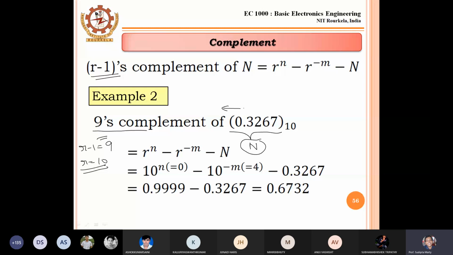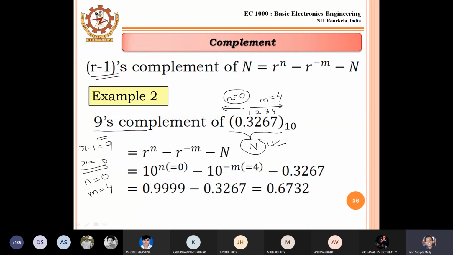Before the decimal point we normally get small n. After the decimal point we normally get small m. So n equal to 0. Correct? Because we do not have any data over here. And small m equal to 4. Correct? Is it clear? So we now got small n equal to 0, small m equal to 4. Okay, and we already know capital N.